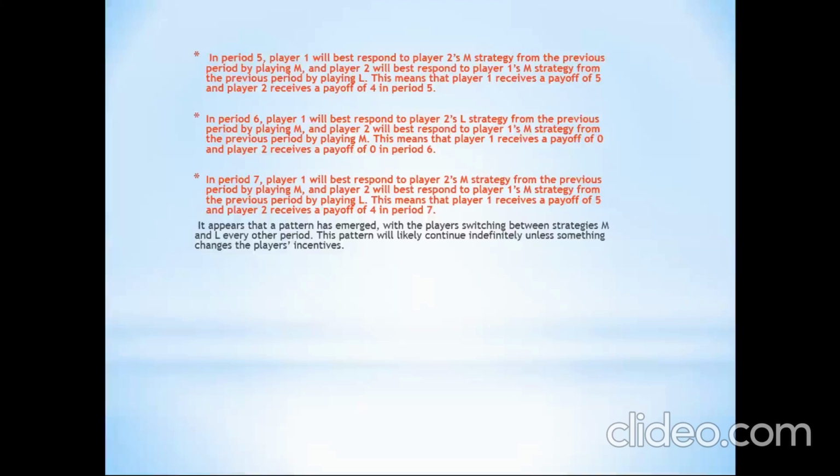in period 6. In period 7, player 1 will best respond to player 2's M strategy from the previous period by playing M, and player 2 will best respond to player 1's M strategy from the previous period by playing L. This means that player 1 receives a payoff of 5 and player 2 receives a payoff of 4 in period 7.